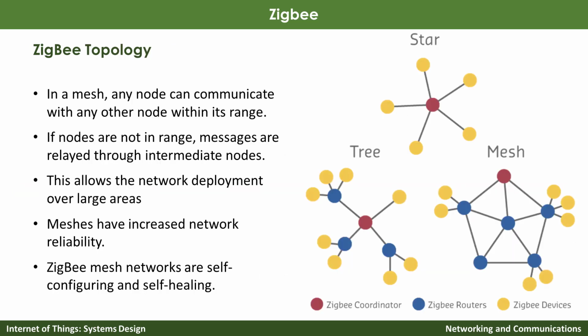Zigbee can operate in any of 3 topologies: star, tree, or mesh. Zigbee commonly uses mesh networks because it increases the reliability, and it also provides the ability to deploy the network across a large area. It also has self-configuring and self-healing ability, because if a particular node disappears, then the other nodes can find a different path to reach the coordinator. These figures illustrate how these topologies can be made out of the Zigbee coordinator, routers, and Zigbee devices.